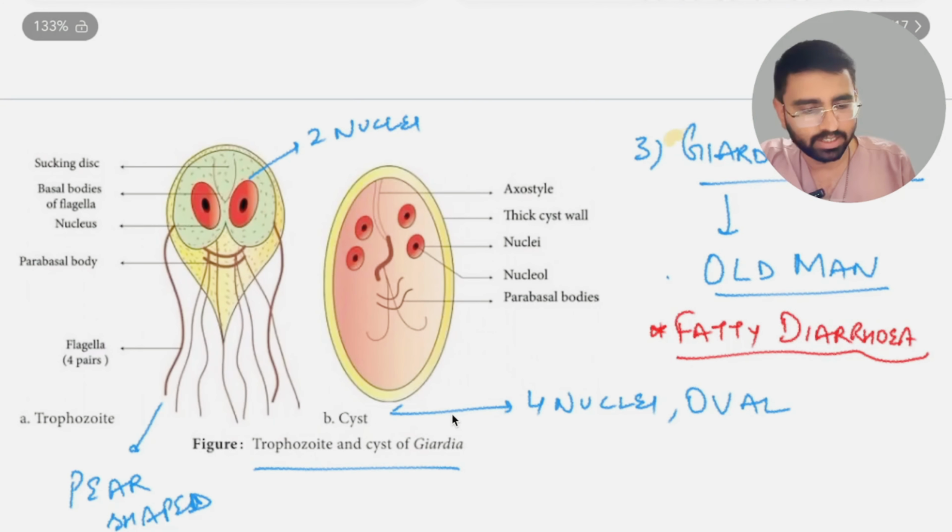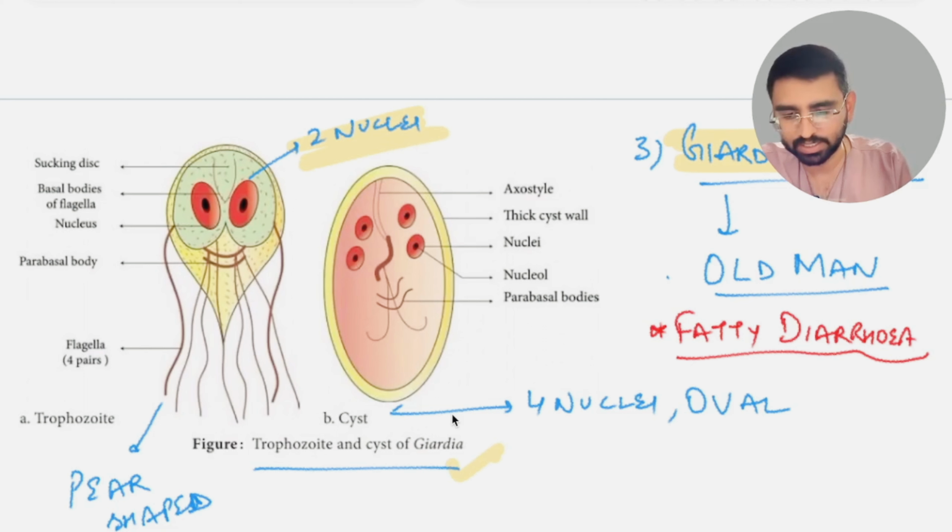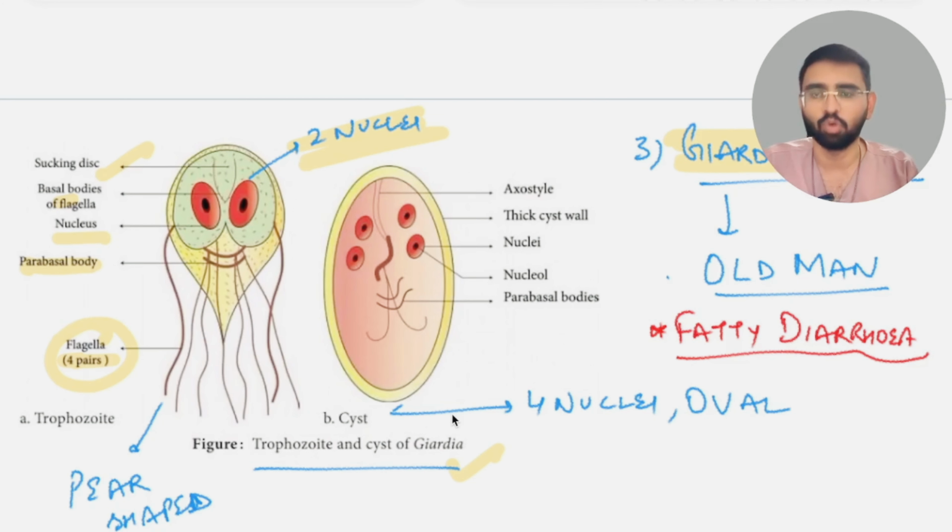The third one is Giardia lamblia. It is an important parasite we have to remember. There are two forms. First one is trophozoite and second one is cyst. In the trophozoite form, it has 2 nuclei. There is a sucking disc, 2 nuclei, basal bodies of flagella, parabasal body, and flagella which are 4 pairs, meaning a total of 8 flagella are present.